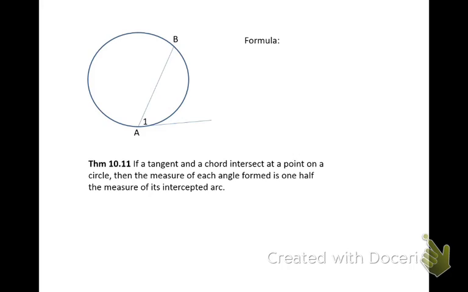If a tangent and a chord intersect a circle at a point, so here's the tangent, there's the chord. If they intersect a circle at a point on the circle, then the measure of each angle formed is half the measure of the intercepted arc. This part that's cut off from the rest of the circle, it's half that arc. Everybody got it?